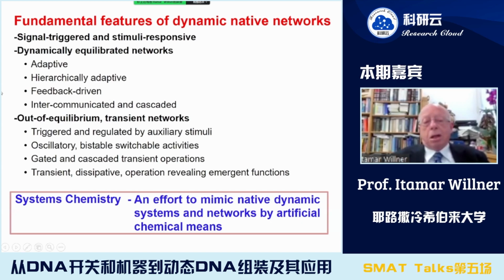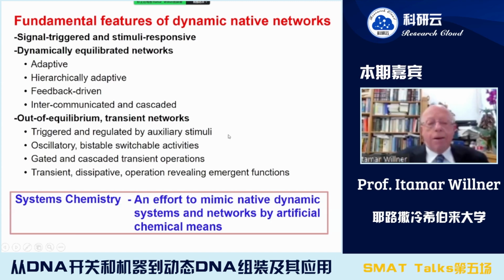Many of these networks are not operating under equilibrium conditions and are out-of-equilibrium transient networks. And also the transient networks are triggered by auxiliary stimuli. They reveal oscillatory or switchable features, gated and cascaded transient operations, and dissipative operations that reveal emergent functions. All these properties will be discussed in my talk.